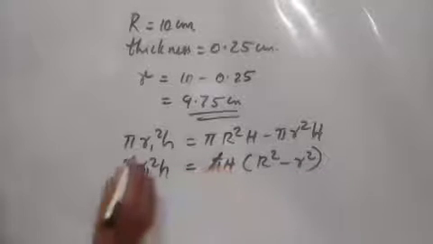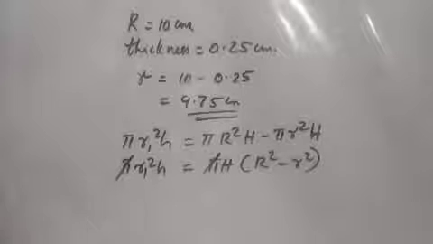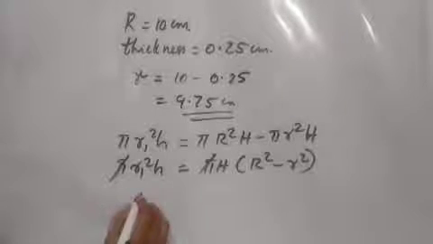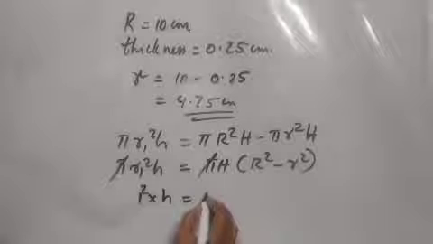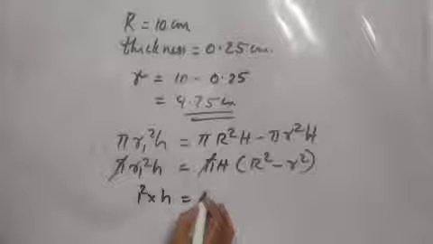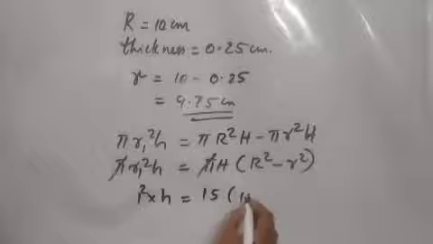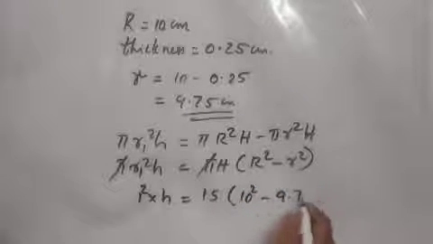We can cancel out pi from both sides. So r1 square, r1 is 1 centimeter, no? So 1 square into h gives h into, here h is 15 centimeter, so substitute that, 15 into 10 square minus 9.75 square.